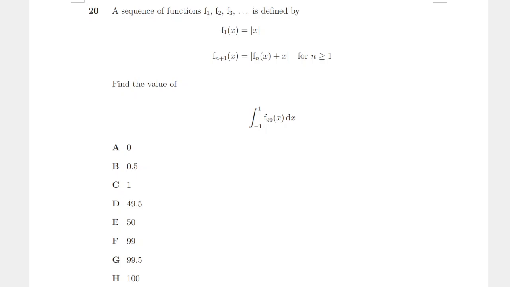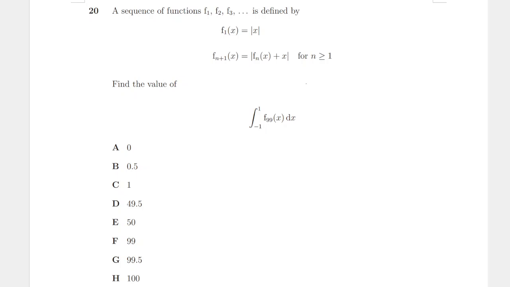Okay, so let's have a think. What is f99 first of all, right? What is f99? Okay, so if you think about it, there's so many absolute value signs. f99 has 99 absolute value signs, right? So instead of actually thinking of what the representation of it is, let's just draw a graph of it.